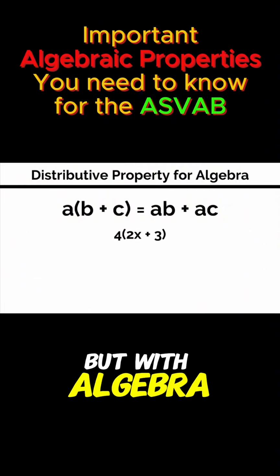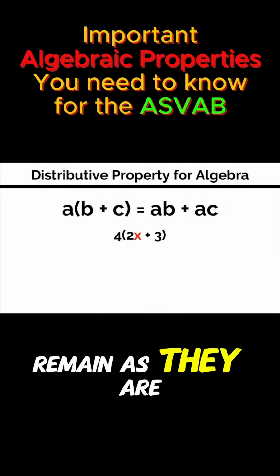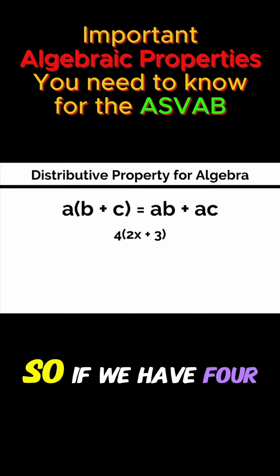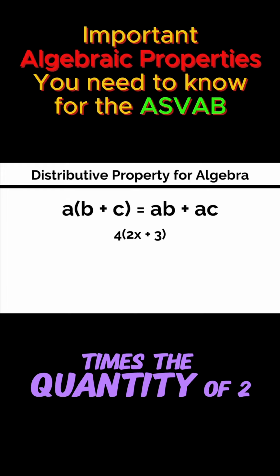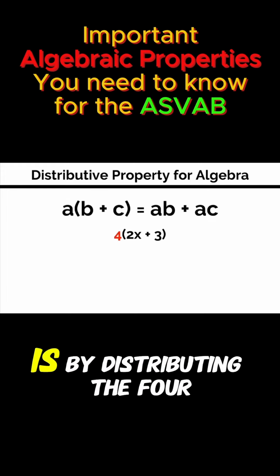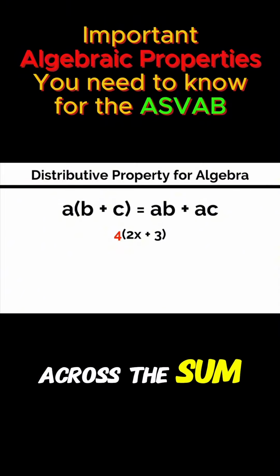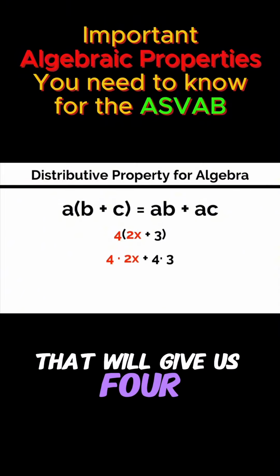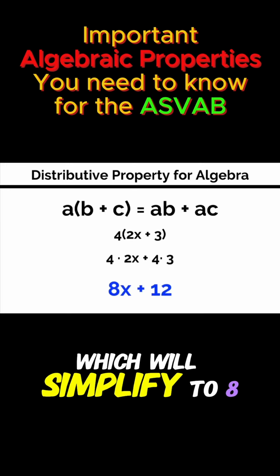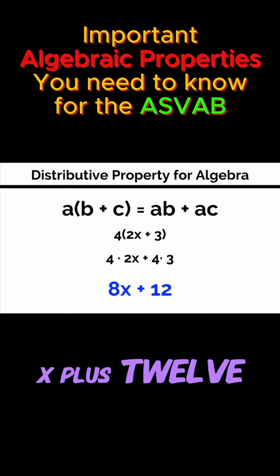But with algebra, there are variables that must remain as they are, and can't be combined with numbers. So if we have 4 times the quantity of 2x plus 3, the only other meaningful way to express this is by distributing the 4 across the sum. That will give us 4 times 2x plus 4 times 3, which will simplify to 8x plus 12.